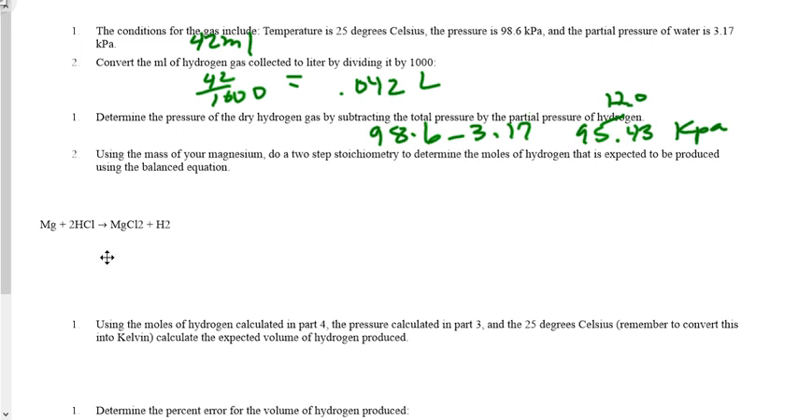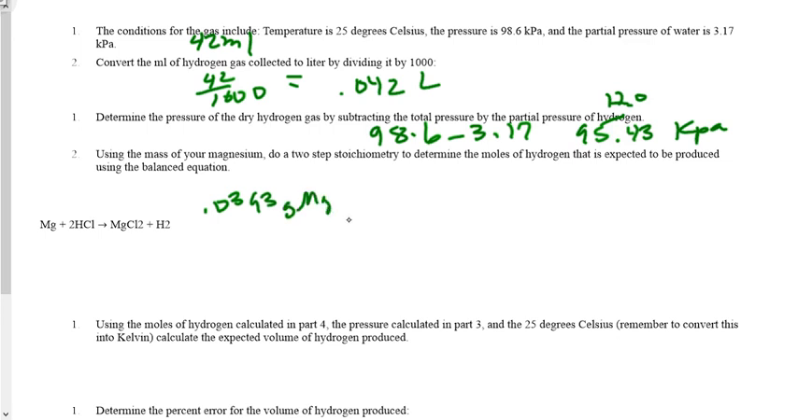Now our balanced equation is magnesium plus 2 hydrochloric acids makes magnesium chloride and hydrogen. So it's a 1-to-1 for our numbers up here. So we're going to do a two-step stoichiometry. And you would have recorded the mass of magnesium earlier, and that was 0.0393 grams. And that's grams of magnesium.